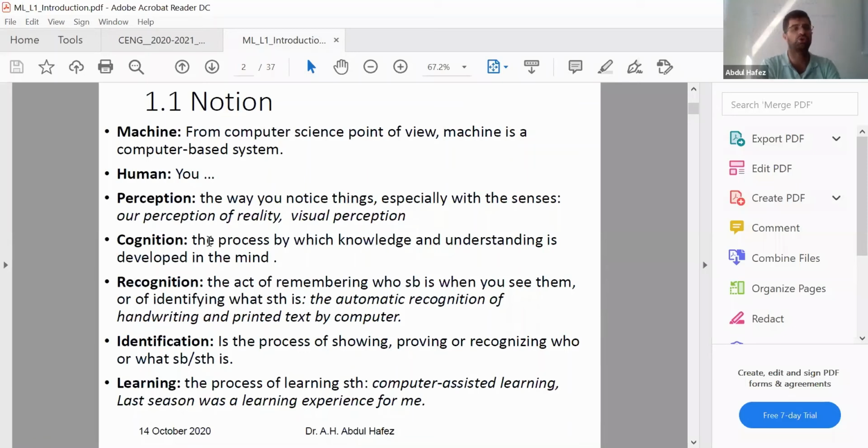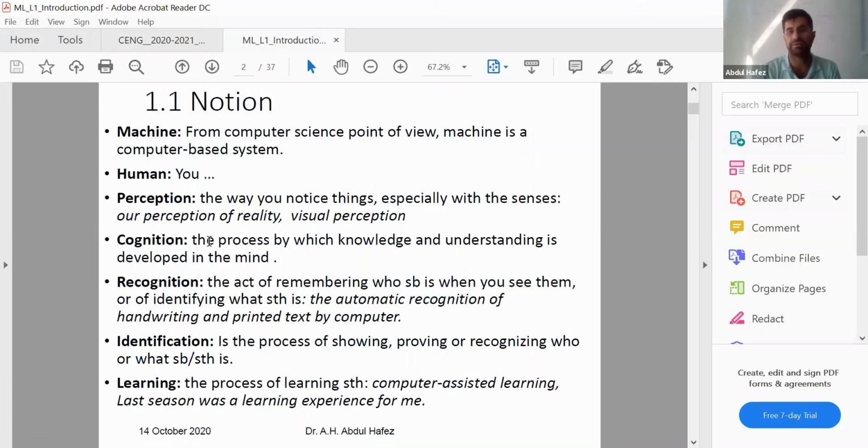Again, we need to know about cognition and recognition, because finally I am interested in pattern recognition. What is cognition? What is recognition? Cognition is the process by which we understand and develop information and knowledge in mind. How do we understand things? How do we understand information? Like when your eyes see some object, you know this object is an apple. How do you know this is an apple? You learn this object and you use to say it is an apple.